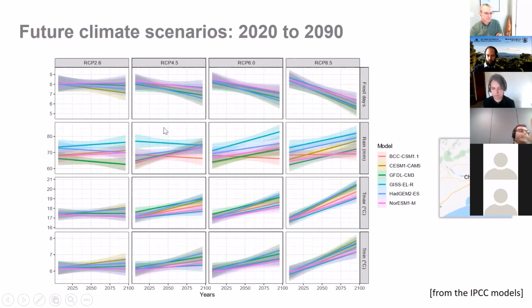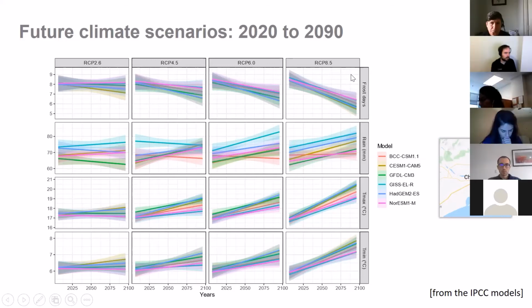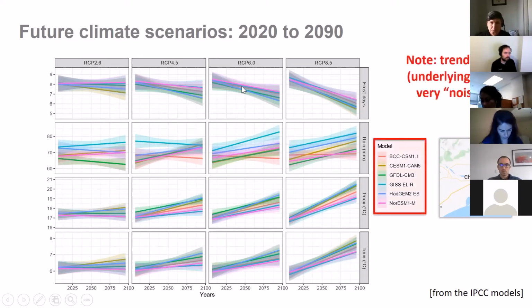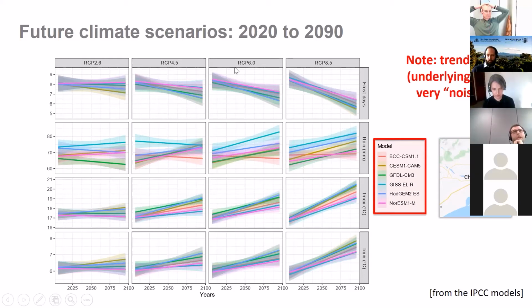Basically they all make sense. Temperatures are increasing as the planet gets warmer, and the number of frost days decreases as the planet gets warmer. One thing to keep in mind is that what we are looking at here are trend lines. The underlying data is actually very noisy. You can also see that we have 6 different lines for each panel, and each of these lines comes from a different global climate model. These are the same models used by the IPCC.